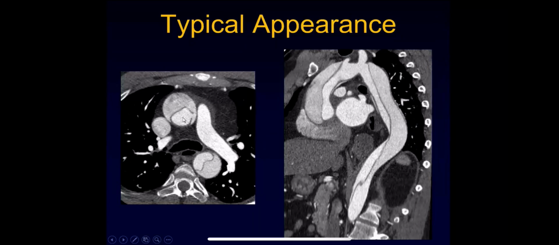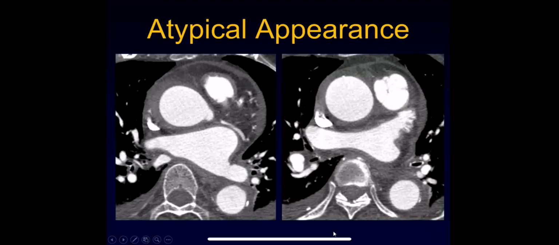The true lumen here is central, and often, when there's differential flow, it shows increased opacification when compared to the false lumen. And here you can see a tear in the flap, so you're looking for entry and re-entry tears. The dissection flap extends through the aortic arch all the way down into the abdominal aorta.